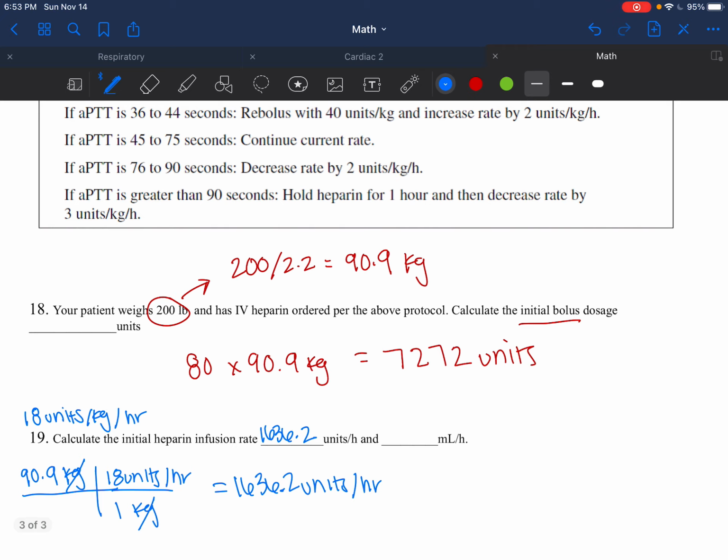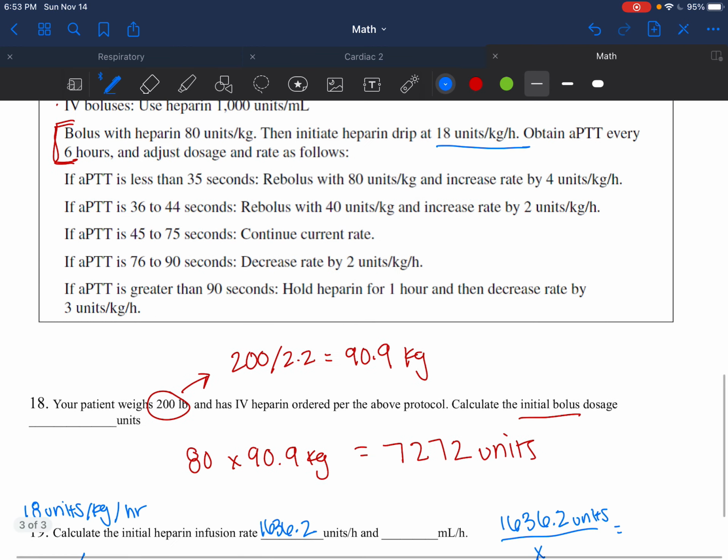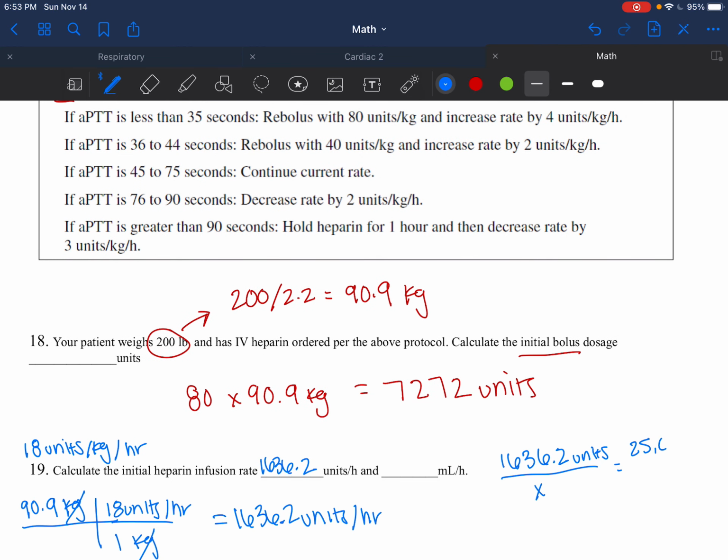So we have 1,636.2 units. What I'm going to do is put 1,636.2 over X, because I'm looking for mils. And it gave us, come back up here, 25,000 units in 250 mils. So 25,000 units in 250 mils. Same on top, same on bottom: units, mils.